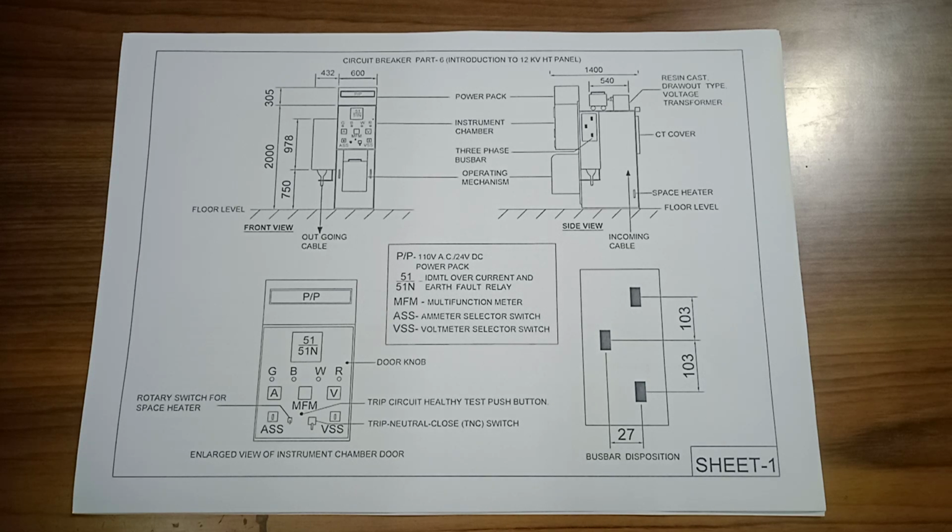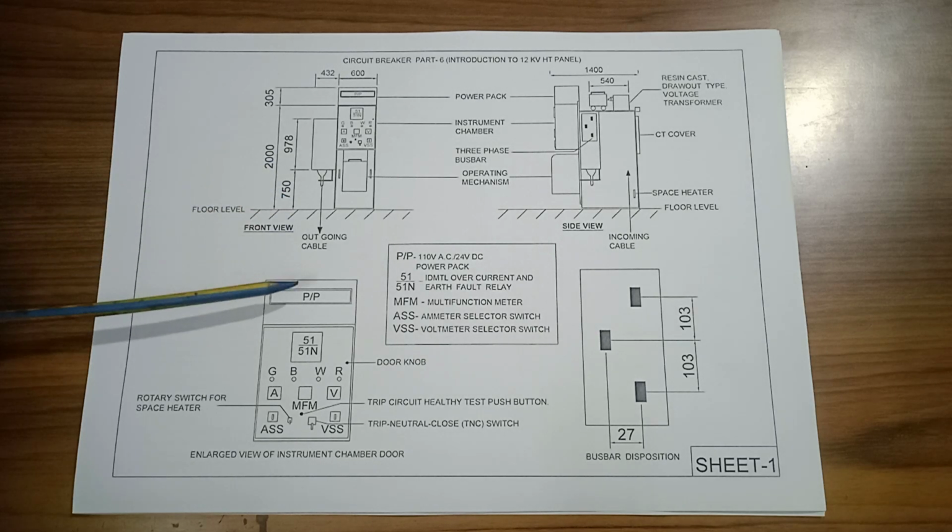Today I am going to discuss circuit breaker part 6. This is nothing but an introduction to the 12 kV HT panel. Here is the GA diagram of the HT panel. Here is the front view of the HT cubicle.